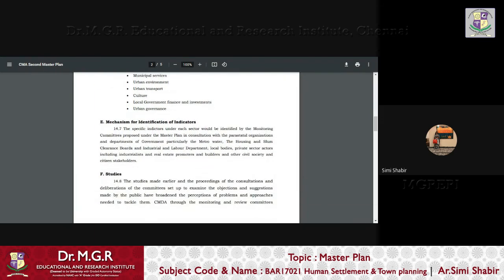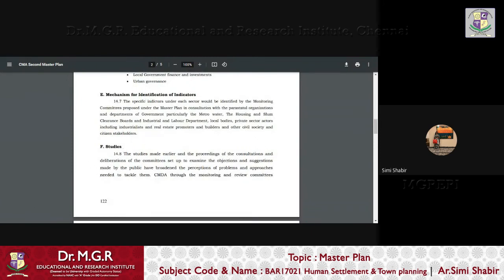Now, what were the mechanisms that were identified to come up with the indicators? The specific indicators under each sector would be identified by the monitoring committees proposed under the master plan in consultation with the parastatal organizations and departments of government, particularly the Metro Water, the Housing and Slum Clearance Board, Industrial and Labor Department, local bodies, private sector actors, the NGOs, including industrialists and real estate promoters and builders and other civil society and citizen stakeholders.